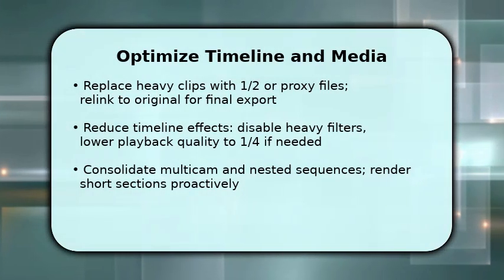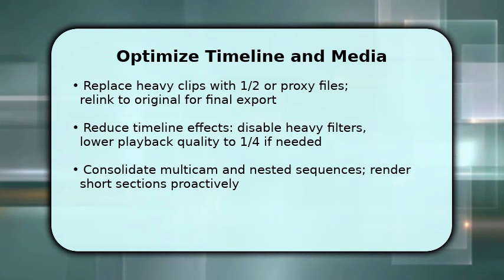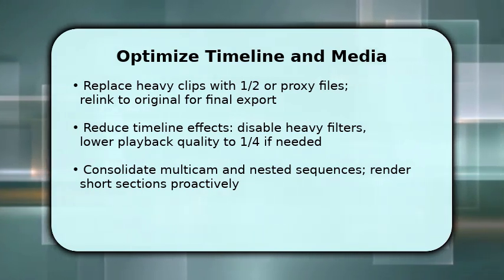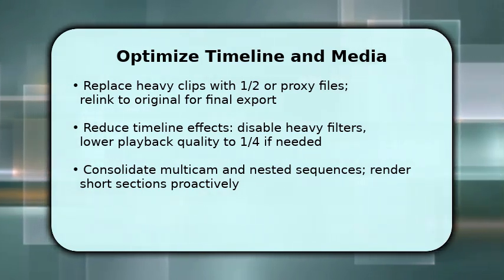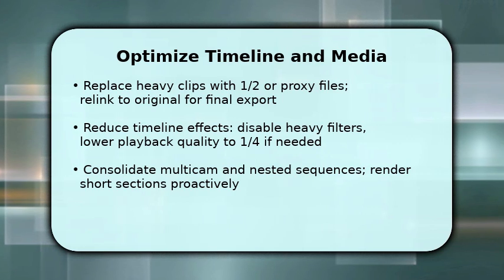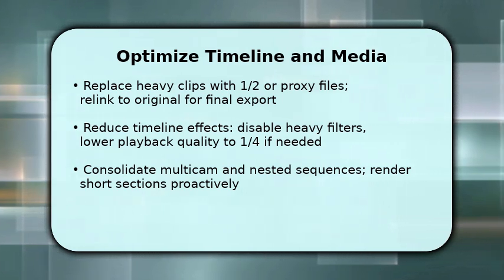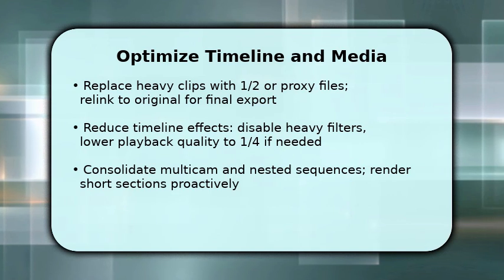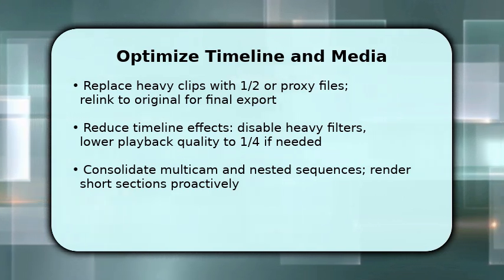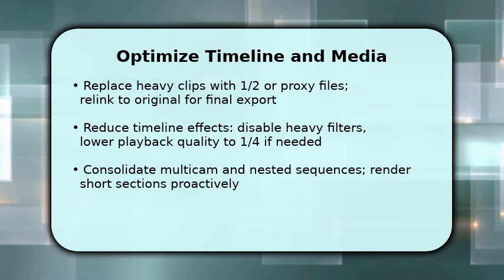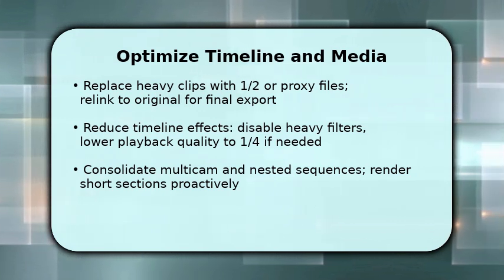Now optimize the timeline where dropped frames appear. Replace demanding source clips with 1/2 resolution or proxy files, and make sure you can relink to originals later. Proxies cut decoding overhead. Then audit effects and generators. Disable or simplify noise reduction, stabilization, and LUTs while you edit.